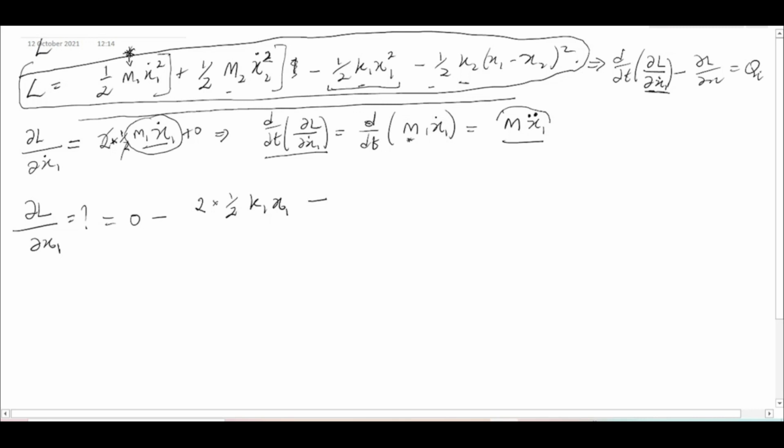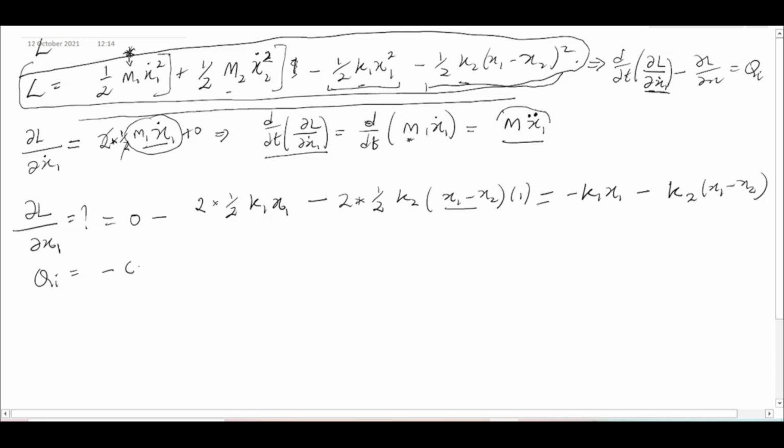Minus, if you differentiate this part, it also has x1 in it. So you have 2 multiplying half k2 into (x1 minus x2). Then if you differentiate the inside, which is called the core, you have multiplied by 1. As a result, if you simplify this, you're likely to get k1 x1 minus k2 (x1 minus x2).